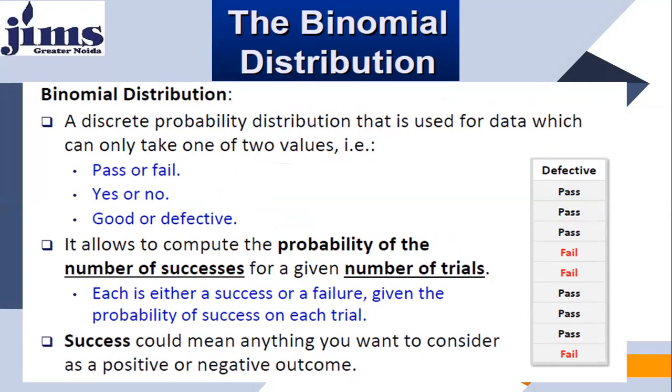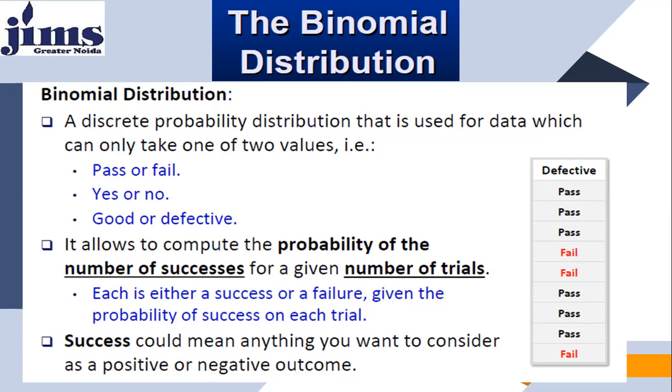Right? So the number of times you toss a coin, for example, 10 times you toss a coin, means 10 is the number of trials that you have, right? And each is either a success or a failure. If you get head, you get a success. If you get a tail, you are not success. You are failure.